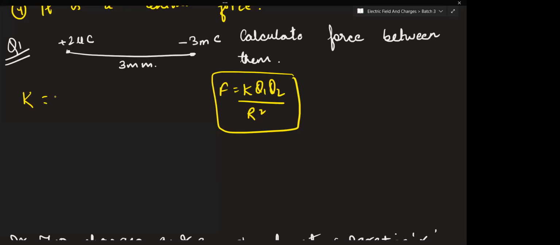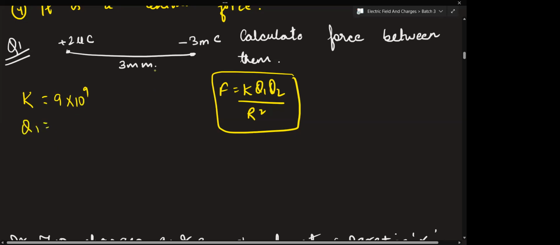Yes, Samya, what is the value of K that you have used? I did not use. You didn't use K. See, this is the formula. K is 9 into 10 to the power 9. That's what we have studied now. Q1 is the first charge. Okay, now solve it with me. Q1, if it is 2 microcoulomb in SI unit, what will it be?